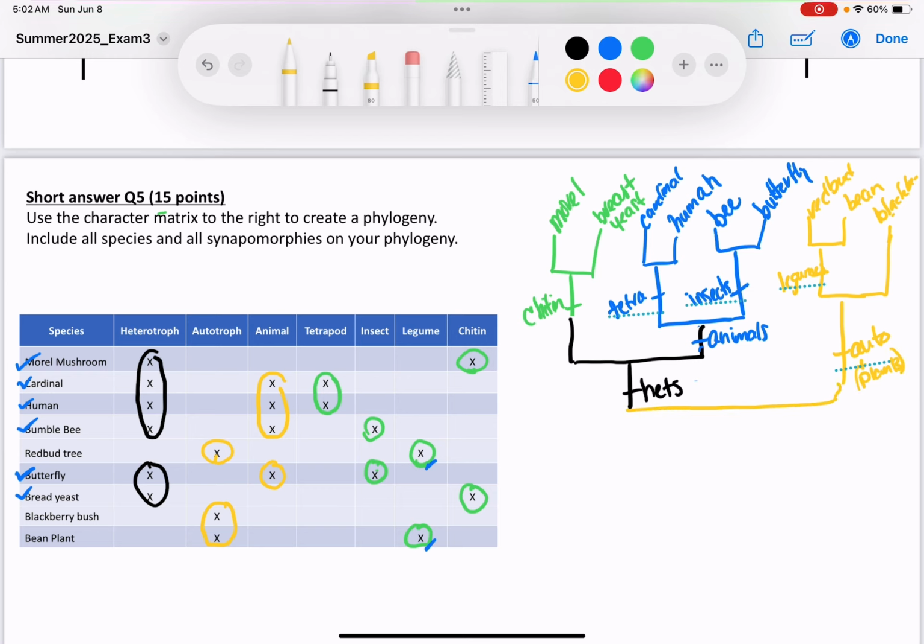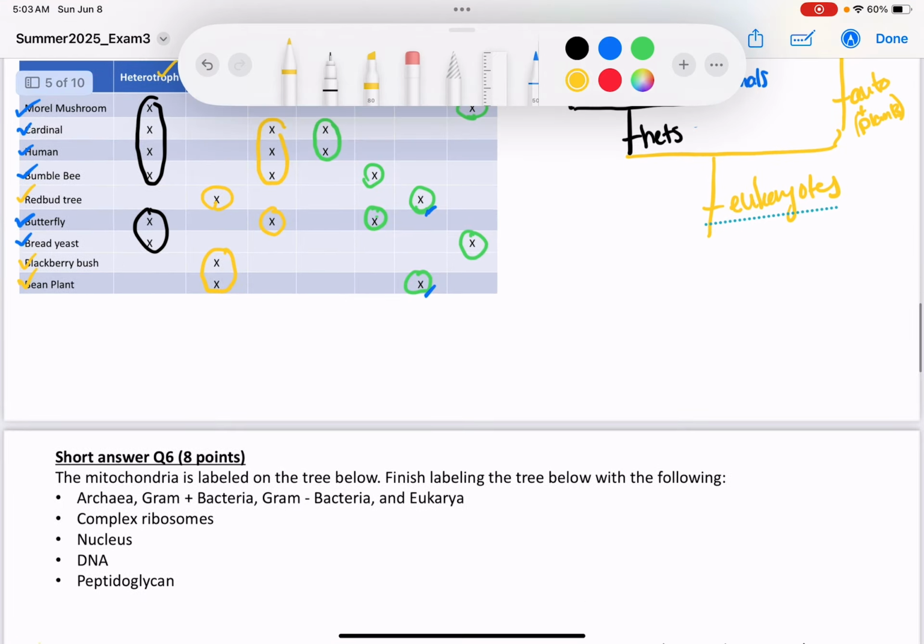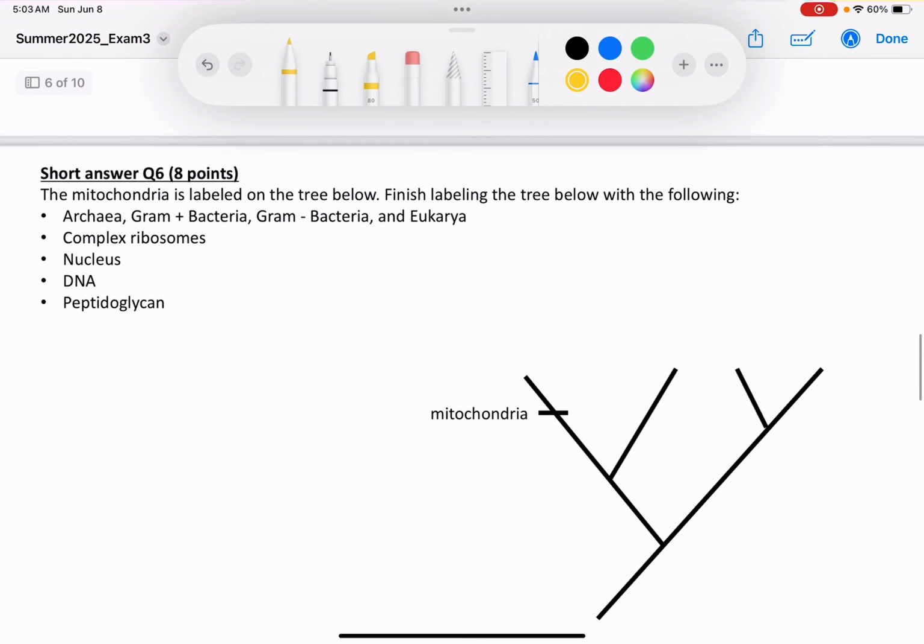Okay. All right, and then all of these are eukaryotes. Okay, so we've got our full tree. So I think that's it. So we've got our redbud, we've got our bean, we've got our blackberry bush. We added heterotrophs and autotrophs. We have animals, tetrapods, insects, legumes, and the chitin. Okay, next question. So question 6 is to label this tree.